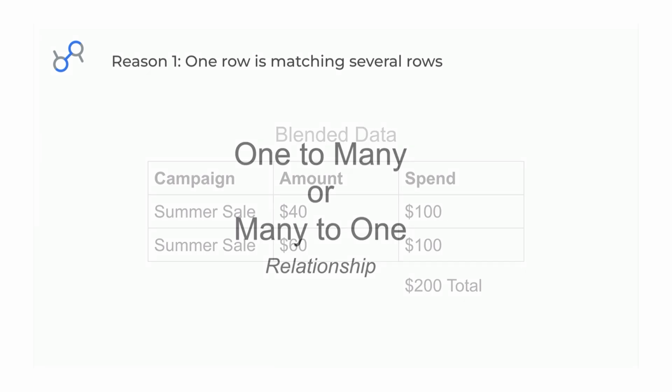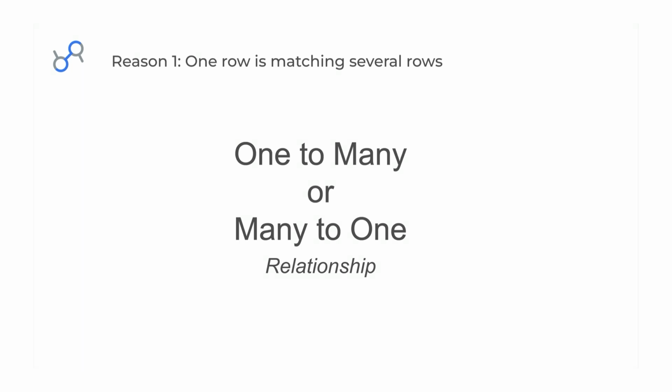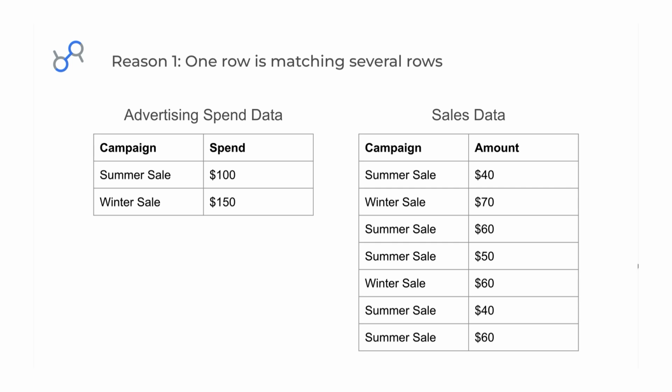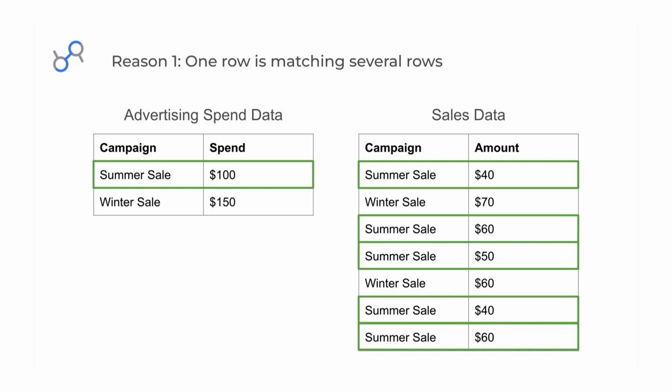Data professionals describe this as a one-to-many or many-to-one relationship. Now, you don't need to remember those terms, but you may want to if you're interested in digging deeper. The important question is simply this: how many times can the same value appear in each table? If summer sale appears once in one table and 5 times in another, and you're joining them on the campaign field, that first row may be matched 5 times.